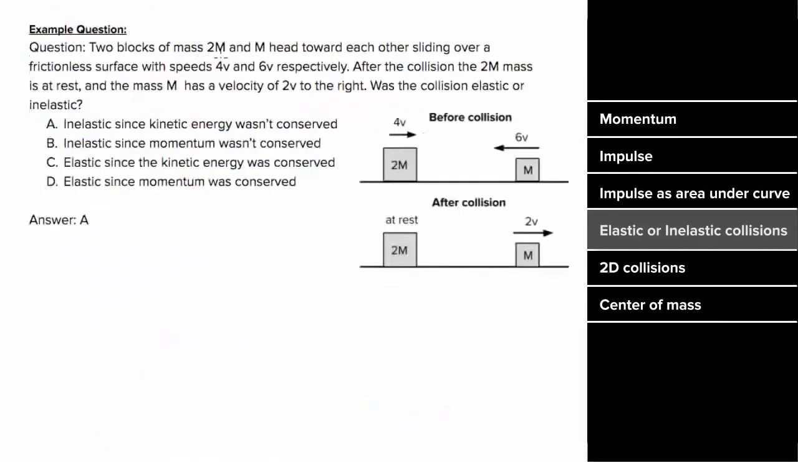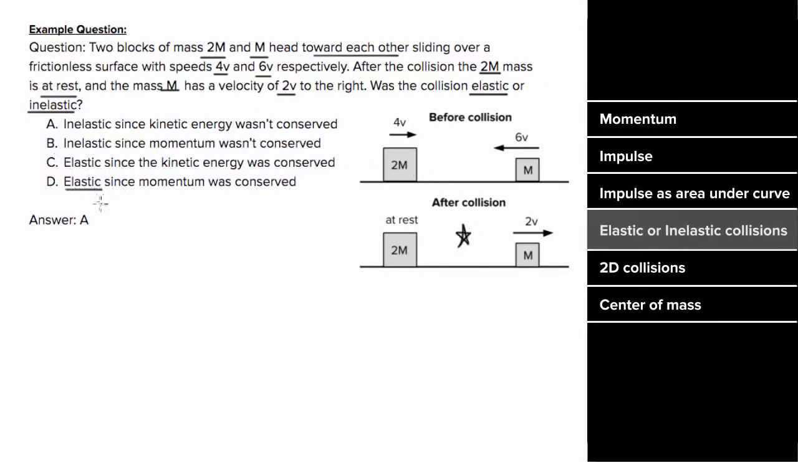Let's say two blocks of mass 2m and m head toward each other with speeds 4v and 6v respectively. After they collide, the 2m mass is at rest and the mass m has a velocity of 2v to the right. And we want to know, was this collision elastic or inelastic? Now you might want to say that since these objects bounced off of each other, the collision has to be elastic, but that's not true.